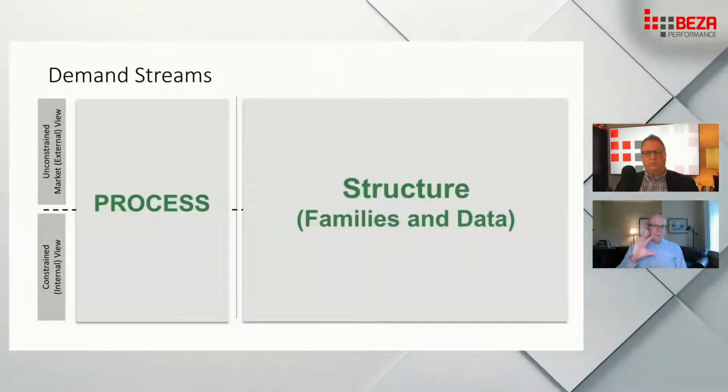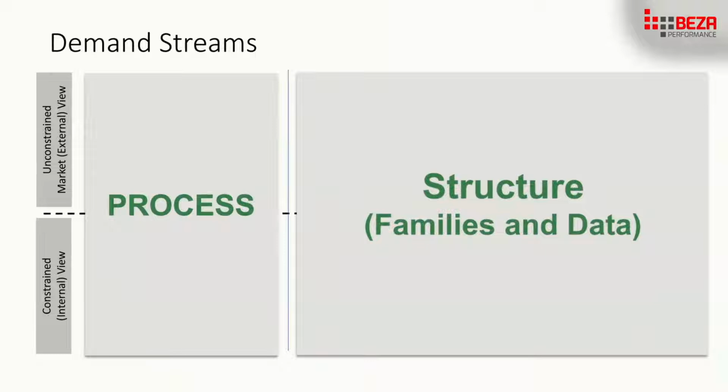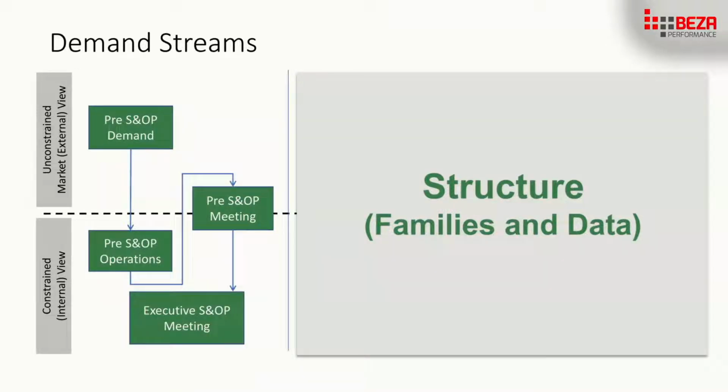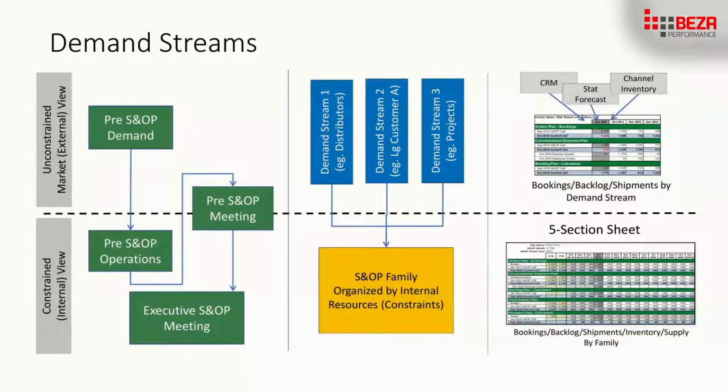When we bring this up, we talk about it in a couple ways. One is around the process, the exec S&OP process, which I'm not going to spend time on today. The other part of that is the family structure. Below the line, you can see that yellow box there. That's the S&OP family organized by internal resources or constraints. That's what you saw when I popped up the 5-section sheet earlier.